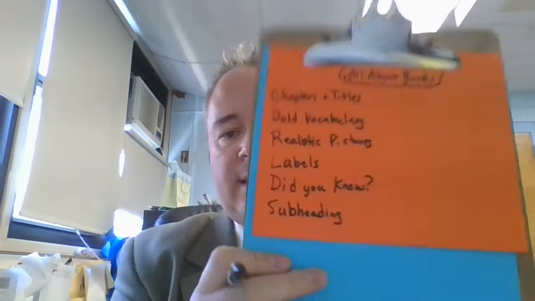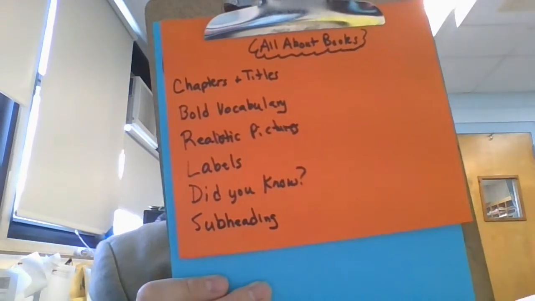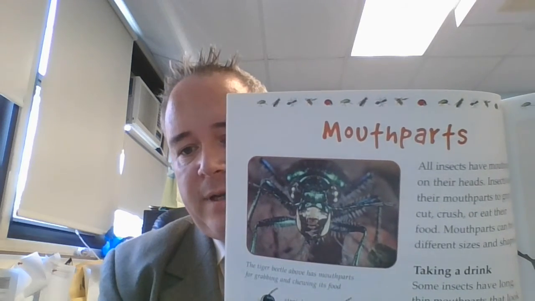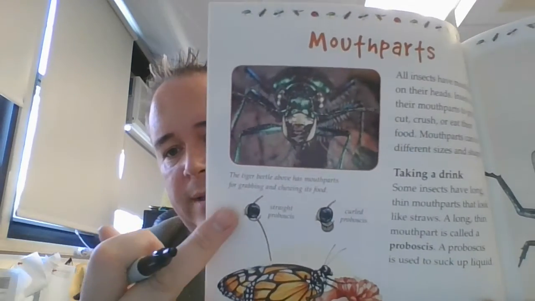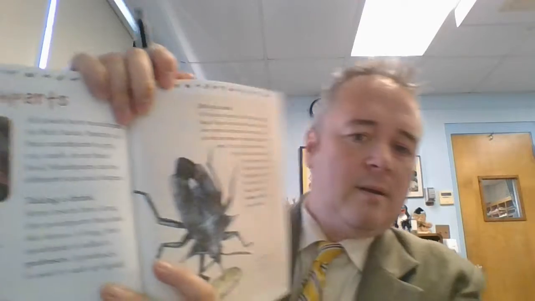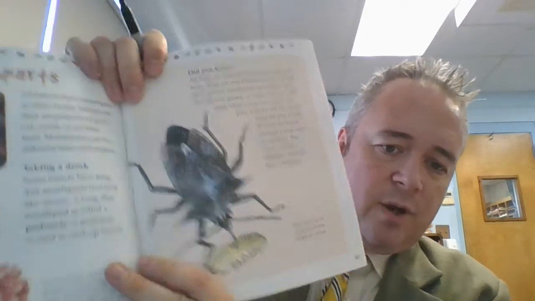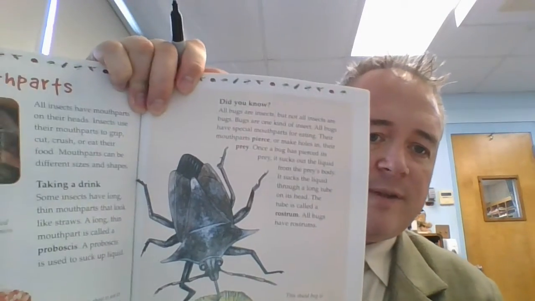Subheading. What a subheading does is show you that this whole section is about something, and then there's a little part of it. Like this one says mouth parts, right? This whole chapter is about the mouth of an insect. Then there's a part here about taking a drink. And there's a part here that said, "Did you know?"